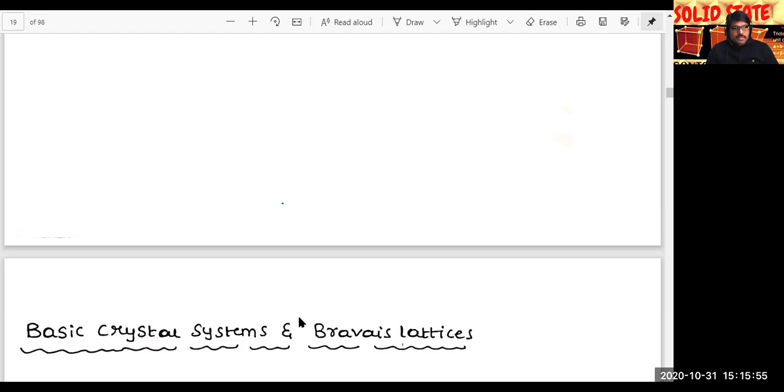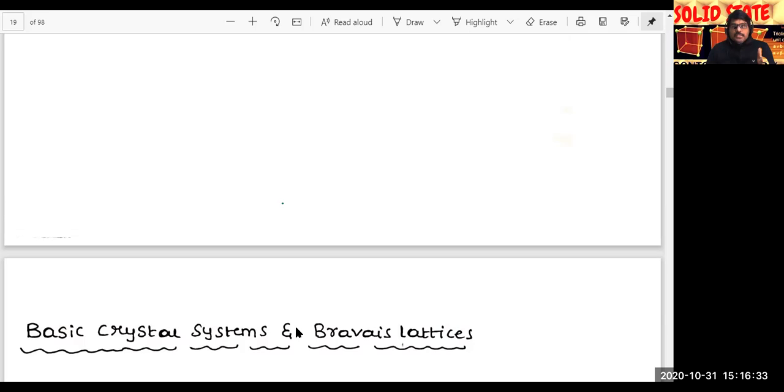And in that basic crystal system, what type of unit cells are present? What type of unit cells are found? What type of unit cells are possible? Based on that, these basic crystal systems are further classified, and ultimately we'll be getting Bravais lattices. We are going to get 14 Bravais lattices.